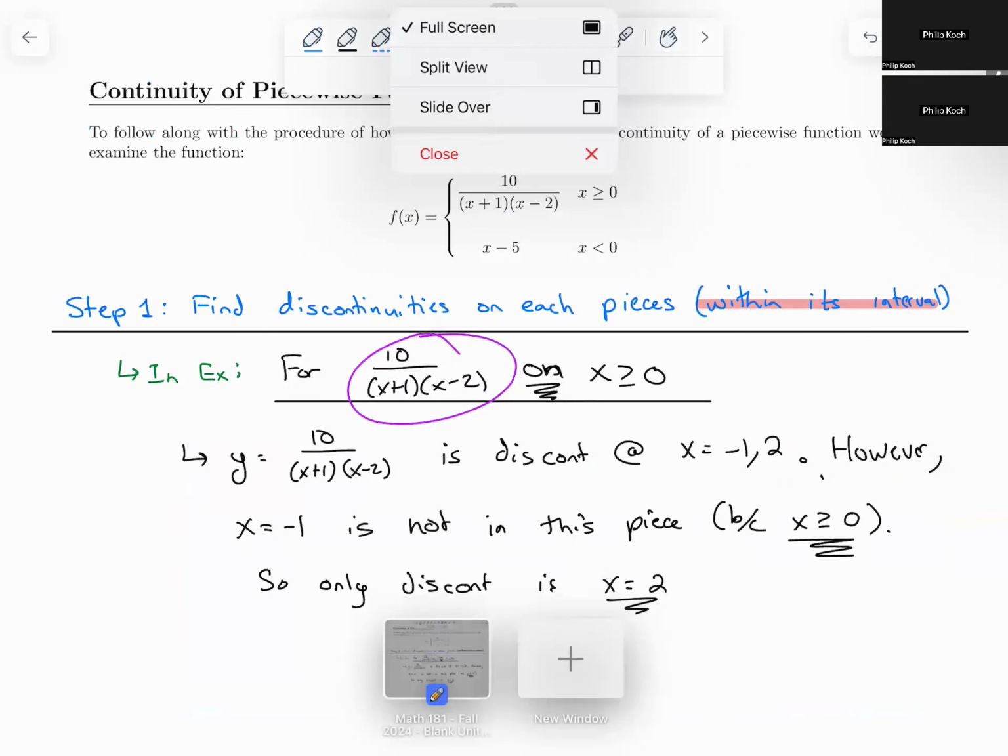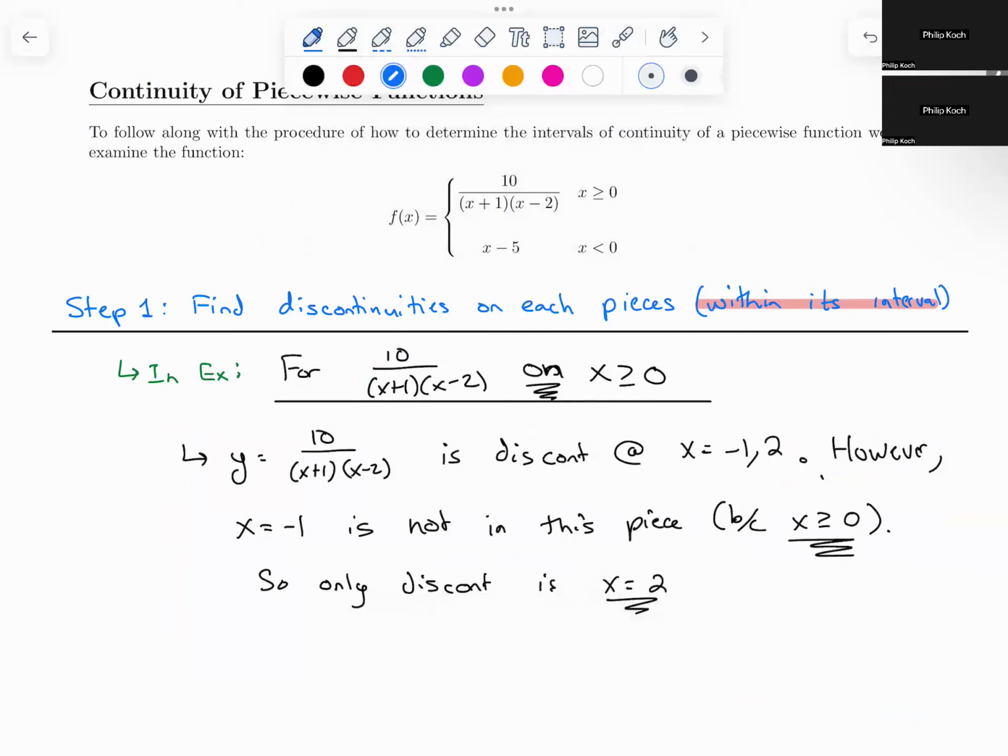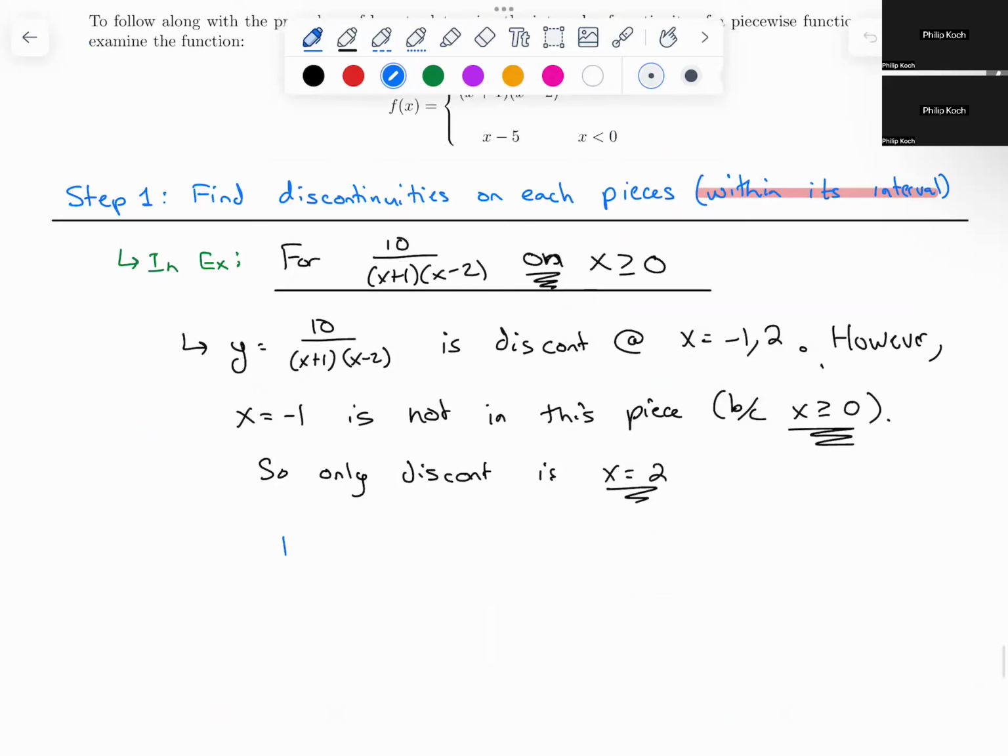If instead this had said x greater than or equal to negative 5, and this is x less than negative 5, then both of the values would have been discontinuities. Does everyone see that? That's just for observational purposes. But we're working with this one, where specifically we're greater than or equal to 0 or less than 0. So we have one discontinuity from the first piece. Then we'll also look for discontinuities of x minus 5 on x less than 0.